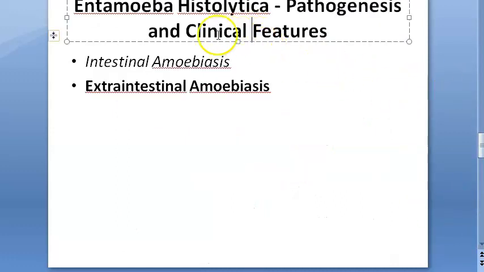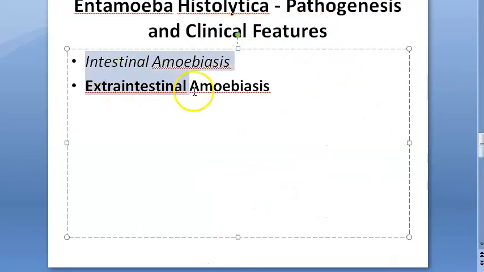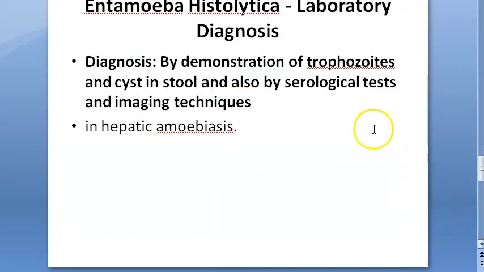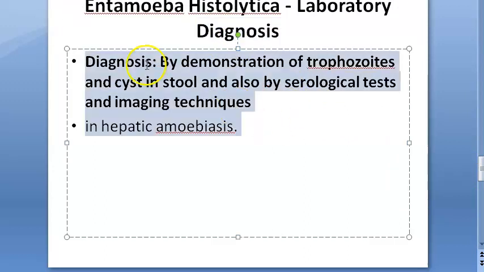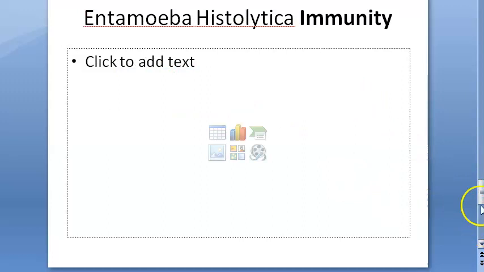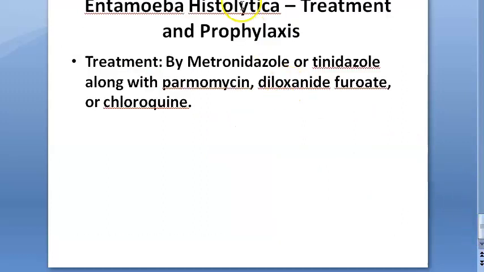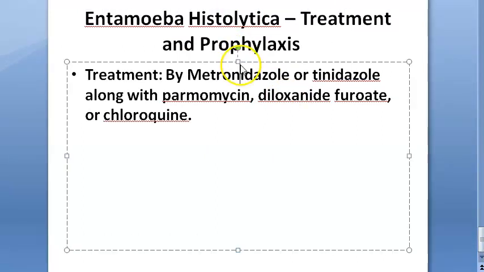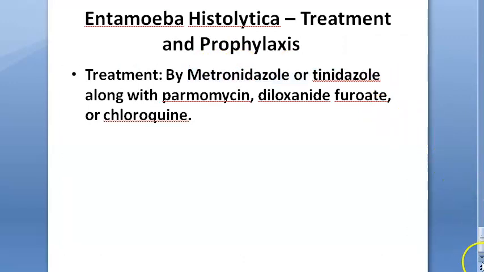Then moving on to the clinical features, you should know about intestinal amoebiasis and extra-intestinal amoebiasis. You should know everything. You should know lab diagnosis also, how to demonstrate the trophozoites and the cyst in the stool, etc. We will come to all these details. Then immunity, how our body fights it, and treatment for Entamoeba histolytica. They are saying it is metronidazole or tinidazole. We'll have to learn these. We'll come to all the details.